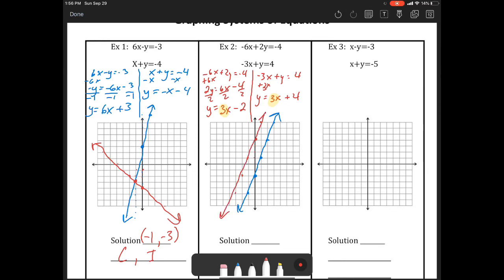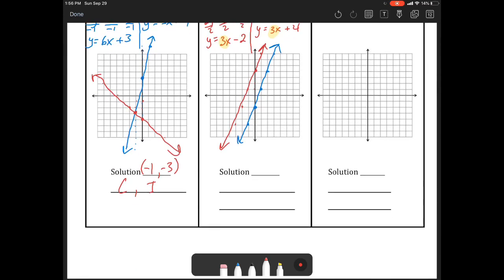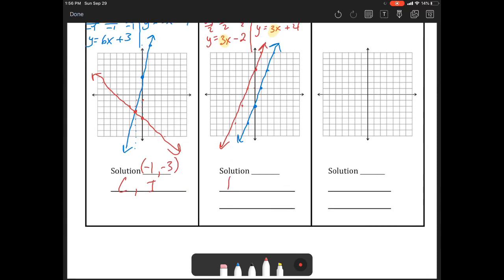And again, our lines never touch because our slopes are the same, meaning that our lines here are parallel, which means we have no solution. So that means it is inconsistent.